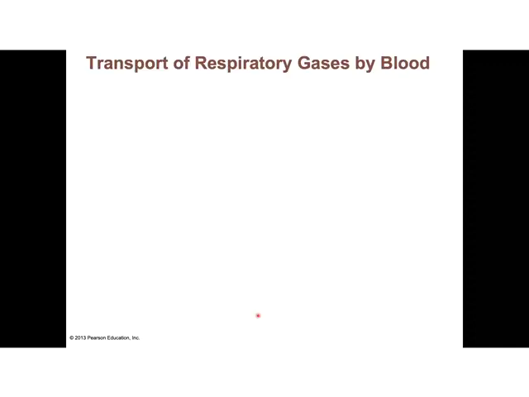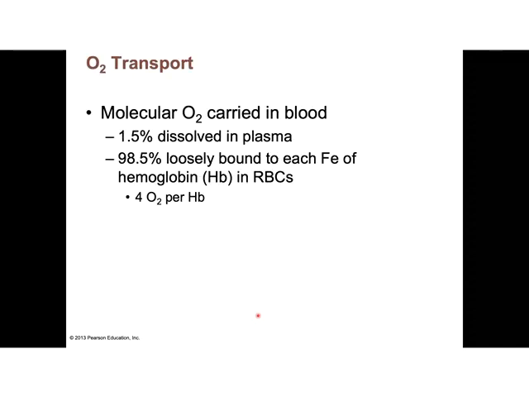All about diffusion gradients. How do we move oxygen and CO2? The main way we move oxygen is bound to hemoglobin. Bottom line, 1.5% is dissolved in plasma. That's pathetically little. Right? We couldn't live on that. Okay? So we needed a vehicle in the blood to transport the oxygen, and that's where the hemoglobin comes in. Okay? 4 oxygens per hemoglobin molecule, millions of hemoglobin molecules in any red blood cell.